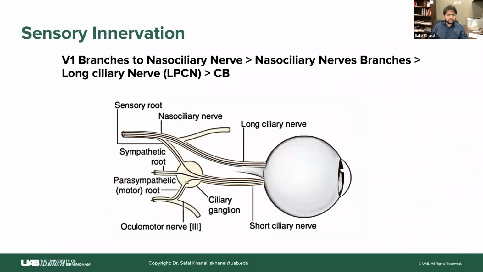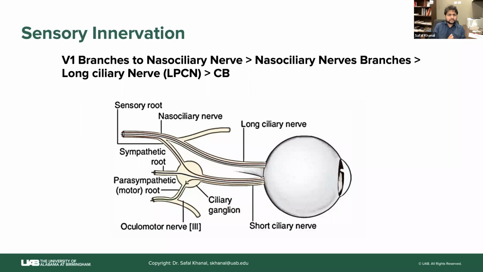What about the sensory innervation? The sensory innervation is from the V1 branch, which is the ophthalmic branch of the trigeminal nerve. Remember, there are three branches: ophthalmic, maxillary, and mandibular. And then the ophthalmic branch has another branch, the nasociliary nerve. Remember, the ophthalmic branch has three branches: nasociliary, frontal and lacrimal.